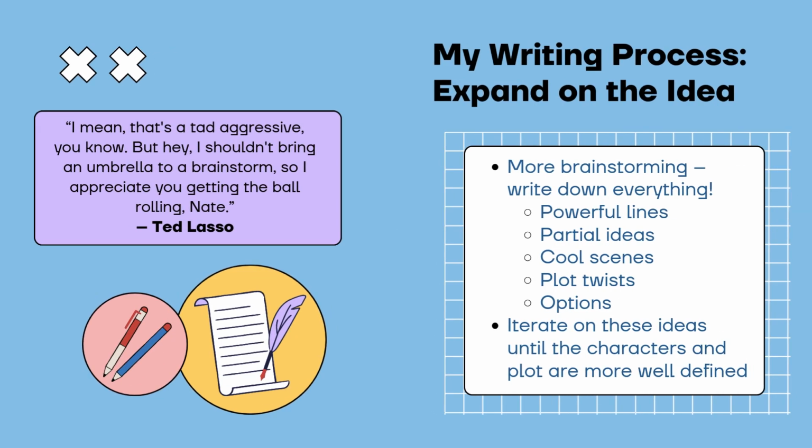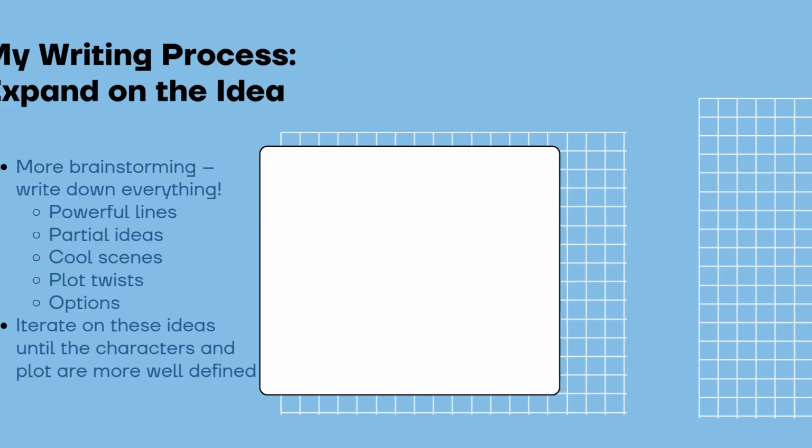Next, I expand on the ideas. You can think of this as more brainstorming. And it's also important to write everything down. Some ideas may be great, some maybe not, but you'll never know what works out unless you write it all down. I write down things like powerful lines, or parts of ideas, or seeds of ideas, some interesting scenes I have in mind, or different ways the plot could play out in a particular story.